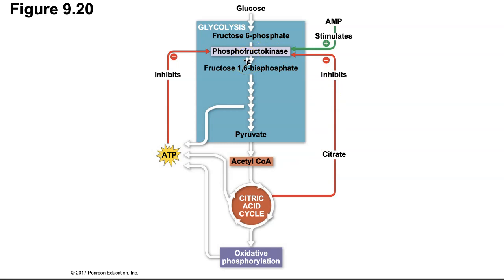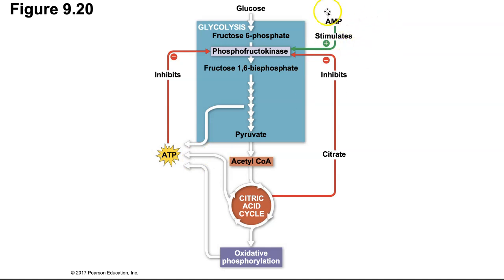But what will stimulate it? So that means if we are lacking energy, if we are lacking ATP, well, what happens when we make ATP? We use it, right? And how do we use it? We break it apart. We cleave off one of the phosphate groups to make ADP, and then we'll actually cleave off another one to make AMP. So we have ATP, adenosine triphosphate. We clip one off, it's adenosine diphosphate. We clip one more off, it's adenosine monophosphate.